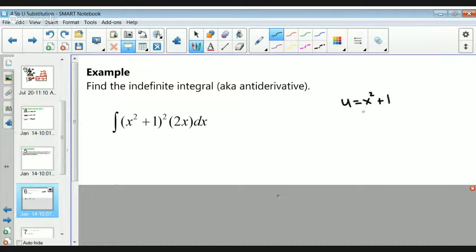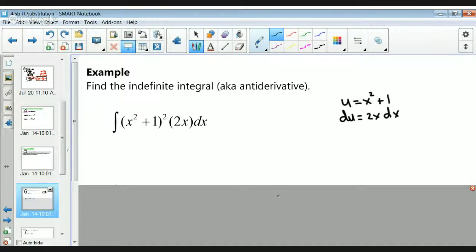And what's nice, what you should notice here is that the derivative of this is present inside the integral, right? The derivative of x squared plus 1 is 2x. So du is going to be 2x. You can multiply that dx over. So du is 2x dx.